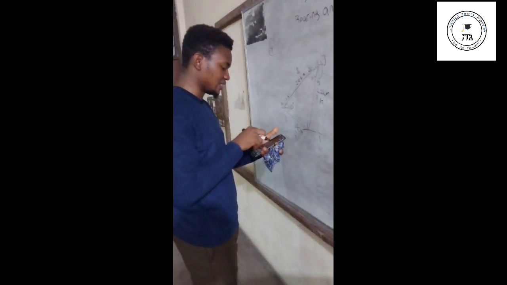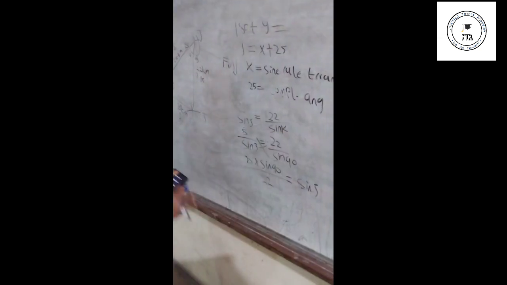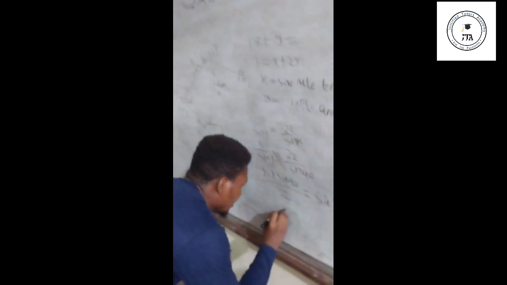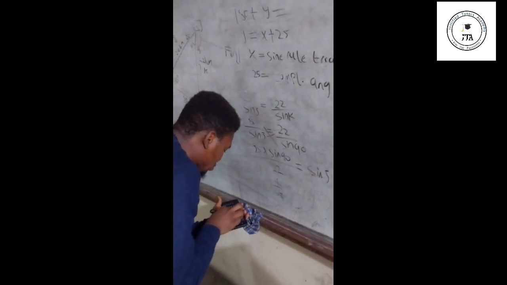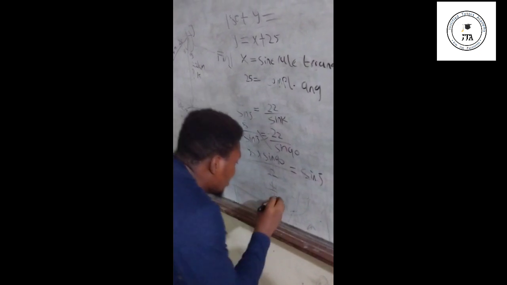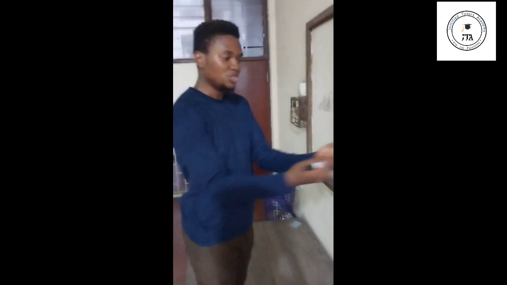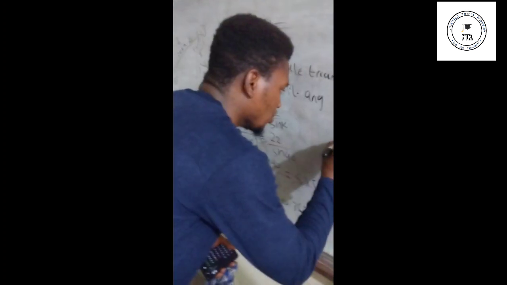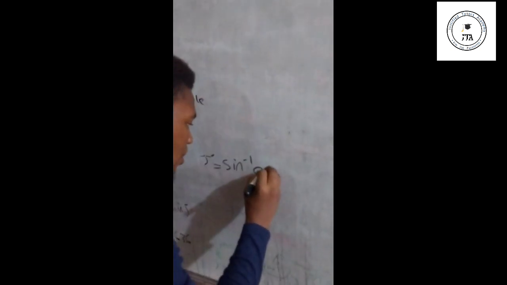Let's do that. 8 times sine 90. We have 8 because sine 90 is 1. So that is 8 over 22. 8 divided by 22 is 0.3636. Are you getting me? Now after that we take the sine inverse of sine J. So J degree is equal to sine inverse of 0.3636.